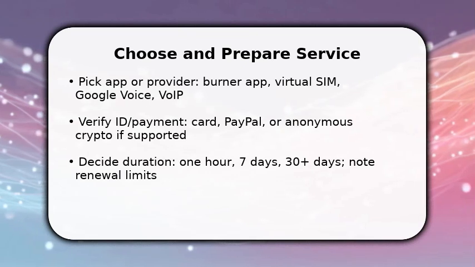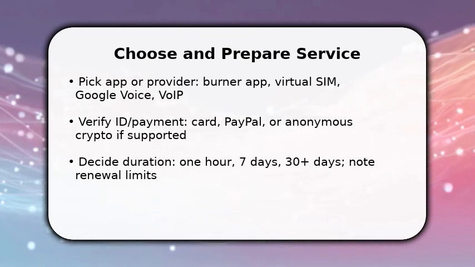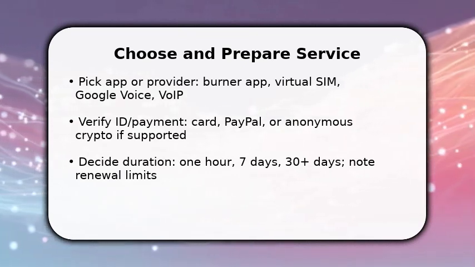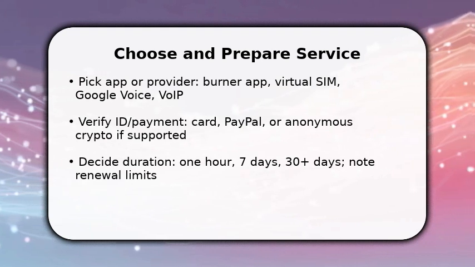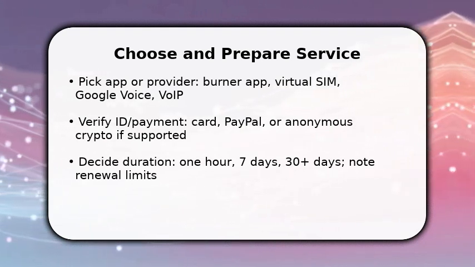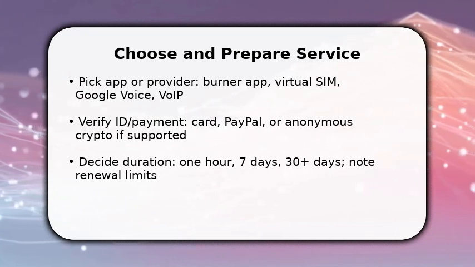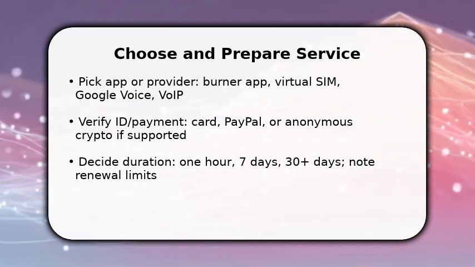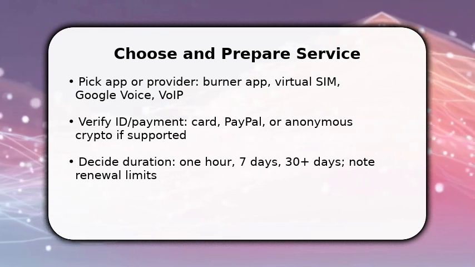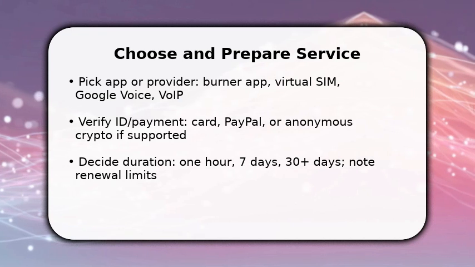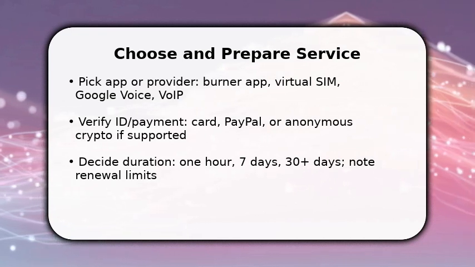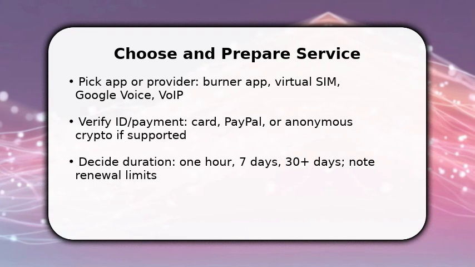Enjoy the video. You begin by picking a provider and preparing payment. Choose a burner app, virtual SIM, or VoIP service based on required features. Once chosen, create an account and verify identity or payment. Many services accept cards, PayPal, or crypto. Make sure to select the number duration, 1 hour, 7 days, or 30 days, because billing and renewal options vary.